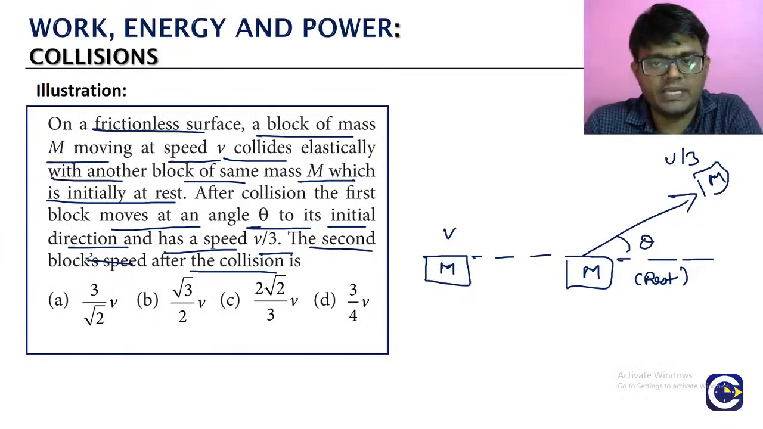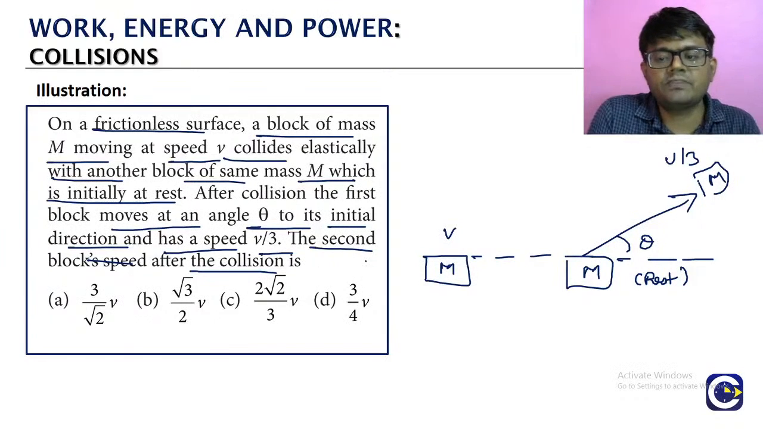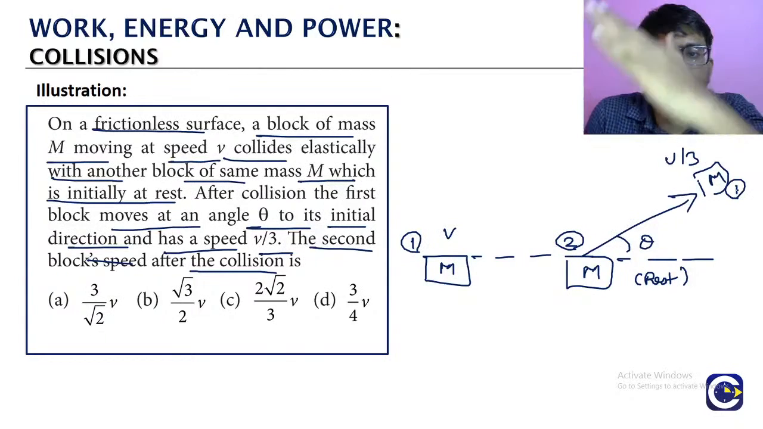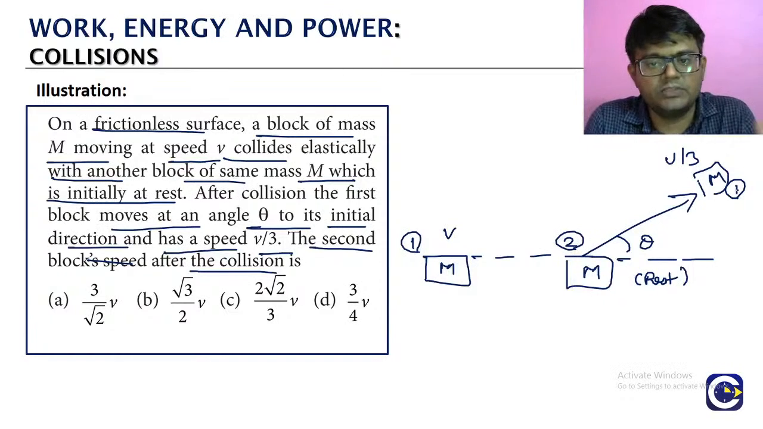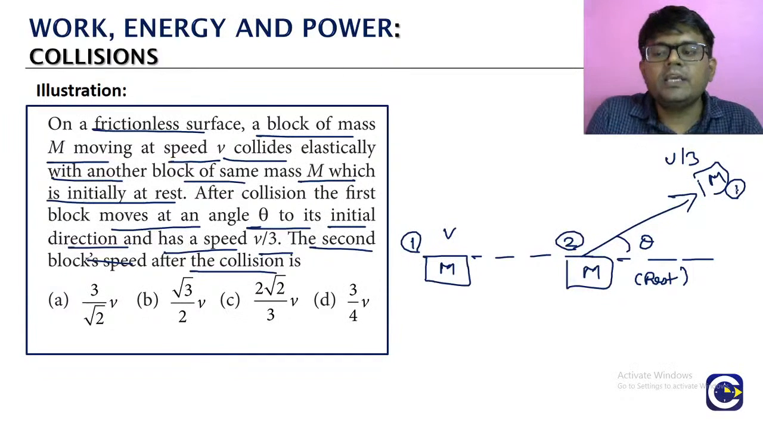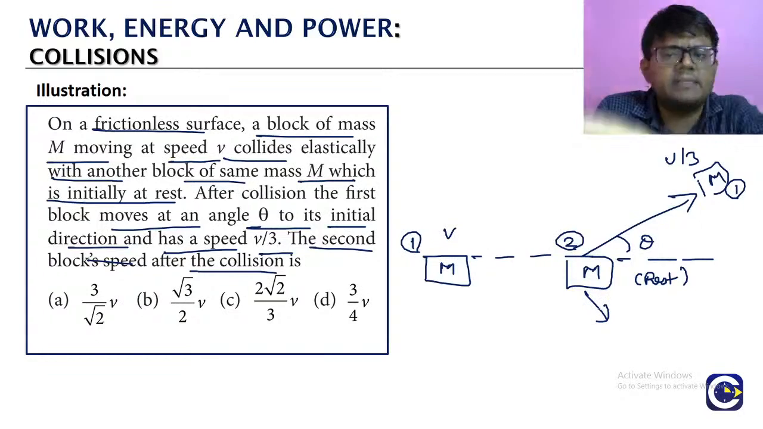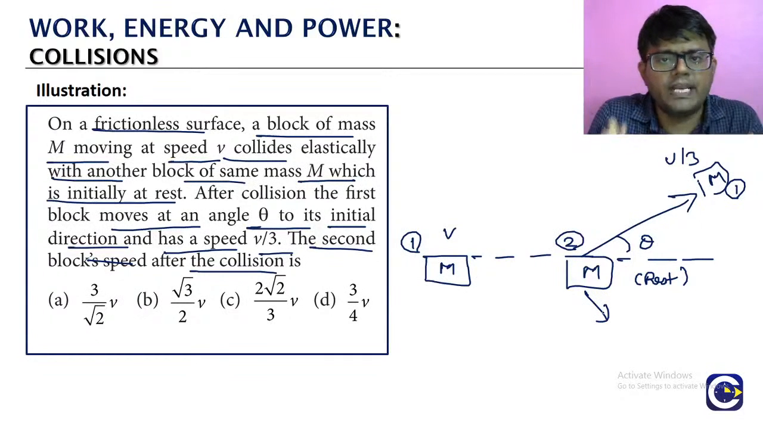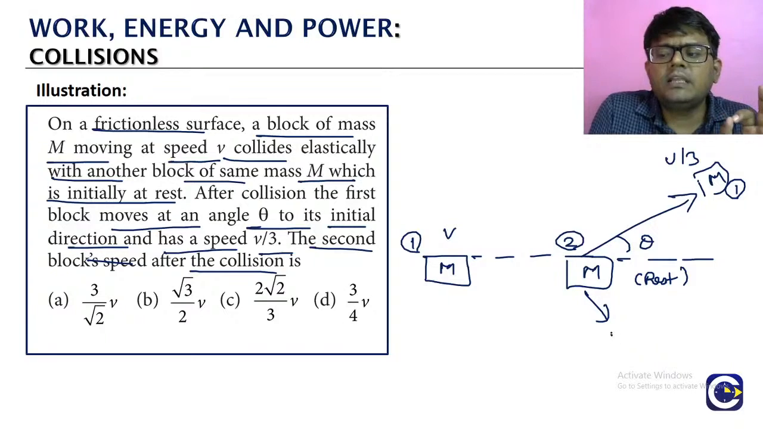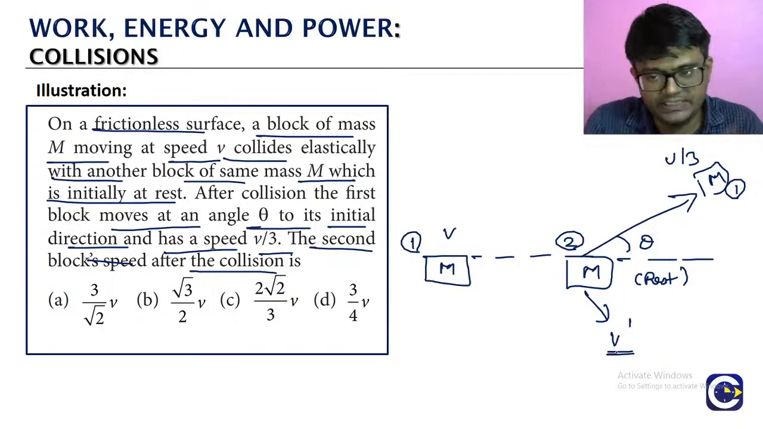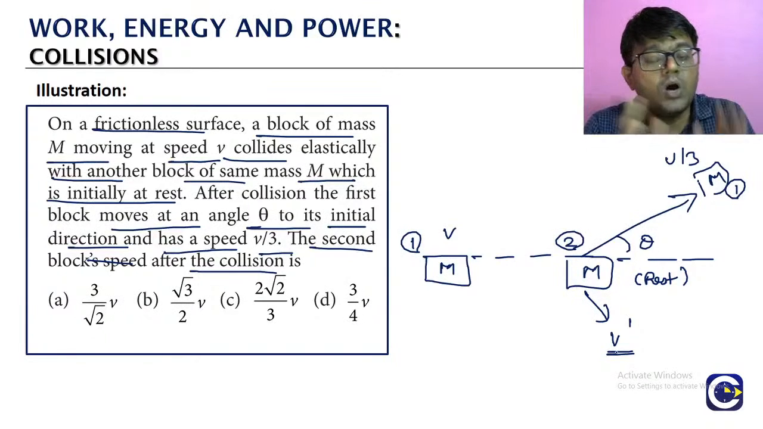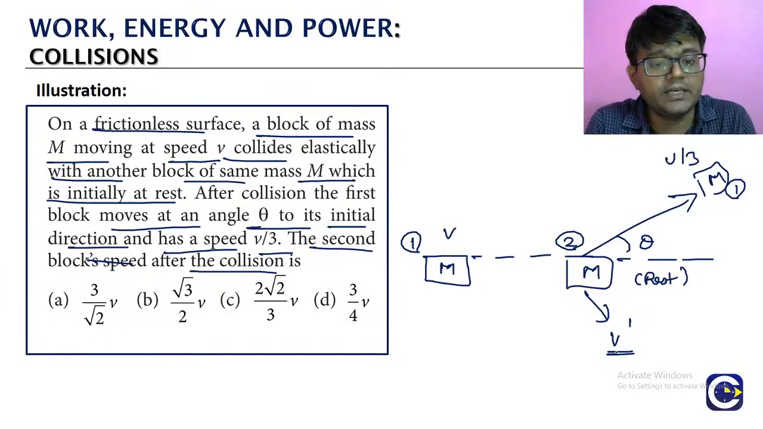We can number them 1 and 2. The first block is going in a different direction, so it is an oblique collision, not head on. The second block might go in some direction, we don't need to worry about it. They are just asking for the velocity of the second block, let us call it v dash. So how can we solve it? Think about it.